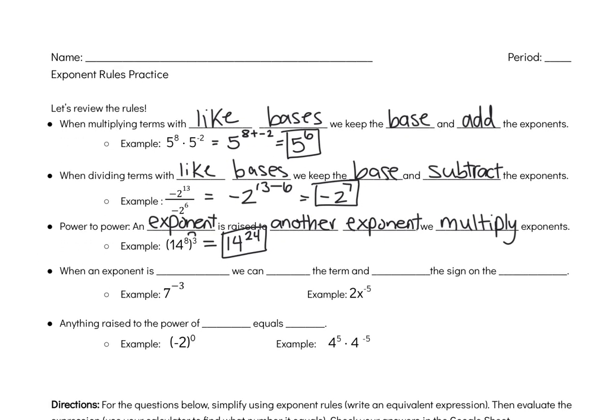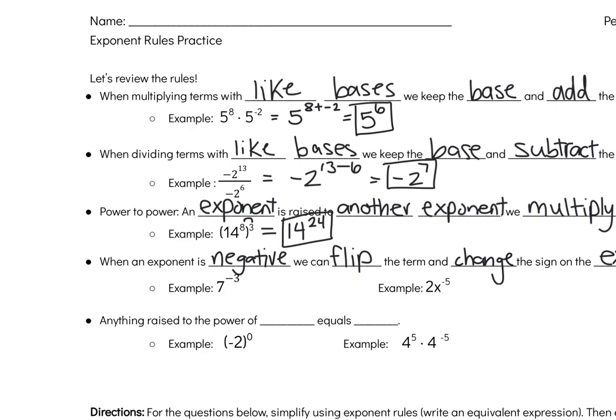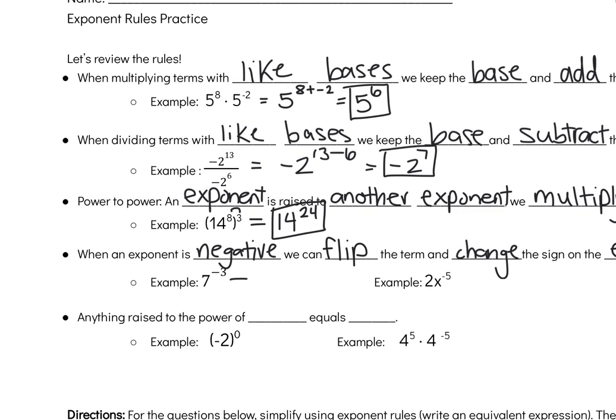Next up, when an exponent is negative, we can flip the term and change the sign of the exponent. So remember, if it says simplify using positive exponents or simplify completely, you want to make sure if you have a negative exponent at the end that we're going to flip this and change it to positive. So instead of just 7 to the negative 3rd, this becomes 1 over 7 to the positive 3rd. So you flip it to the bottom and then change the sign.